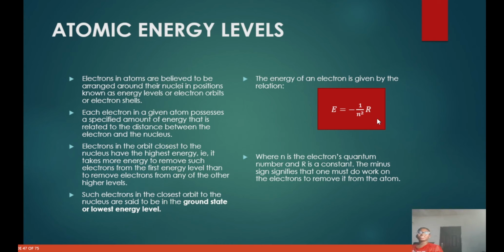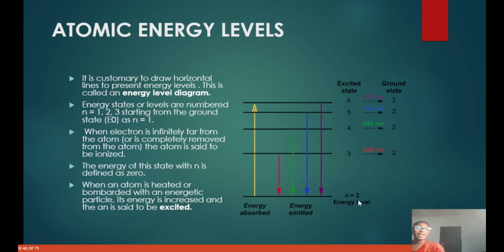So the energy of an electron is given by this. This is how to solve the energy of an electron, where n is the electron's quantum number and R is a constant. The minus sign signifies that one must do work on the electron to remove it from the atom. You must do work to take the electron from its atom.